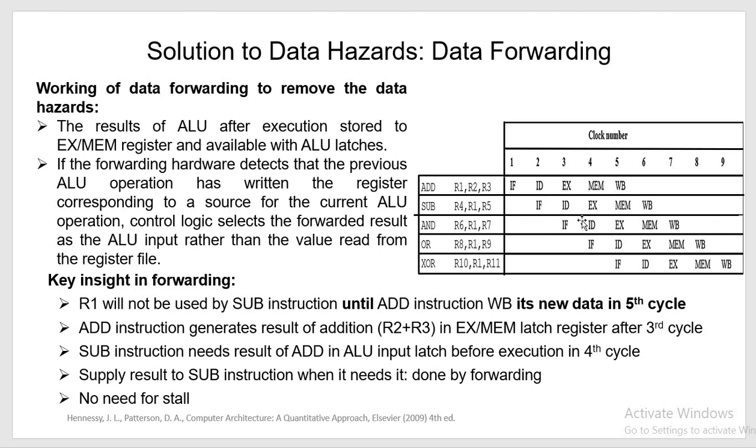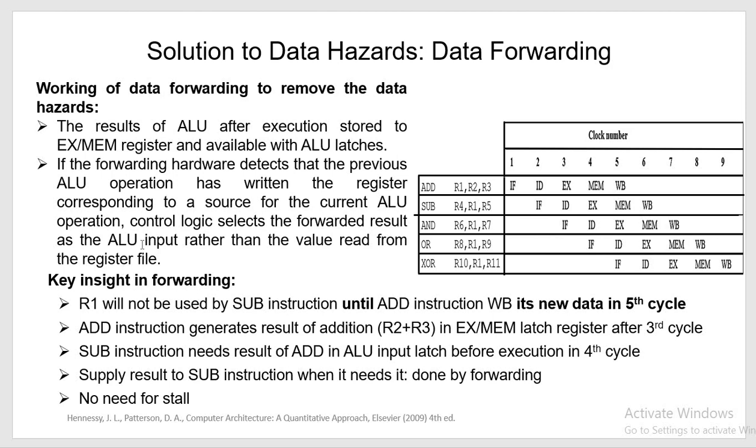Okay, so we will try to understand this. What will this data forwarding do? If the forwarding hardware detects that the previous ALU operation has written the register corresponding to a source for the current ALU operation, the control logic will select the forwarded result, which would have been written to the destination after the completion of the fifth machine cycle, as the ALU input rather than the value read from the actual register file.